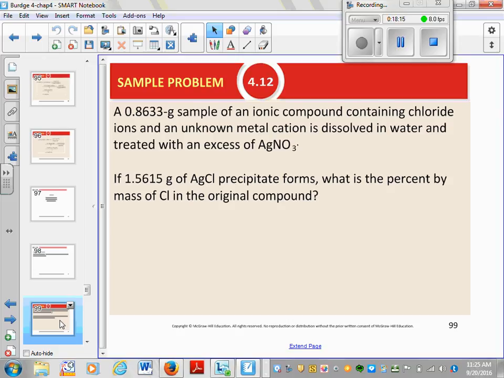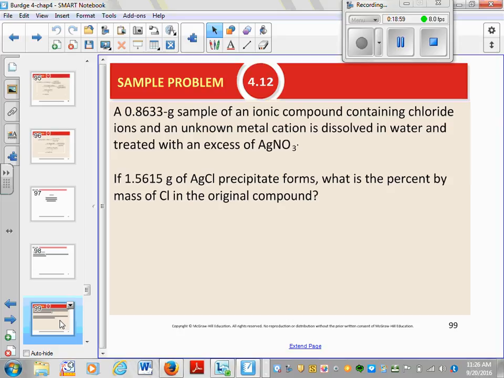Let me write the equation, so I'll write MCl. We're going to treat it with silver nitrate. So we're going to get some metal nitrate plus silver chloride. This was dissolved in water, so the MCl is aqueous. The silver nitrate is aqueous. The metal nitrate, from our solubility rules, nitrates are always soluble, so that's aqueous. The silver chloride is not soluble, so it's going to precipitate. So now we have a precipitate, silver chloride.